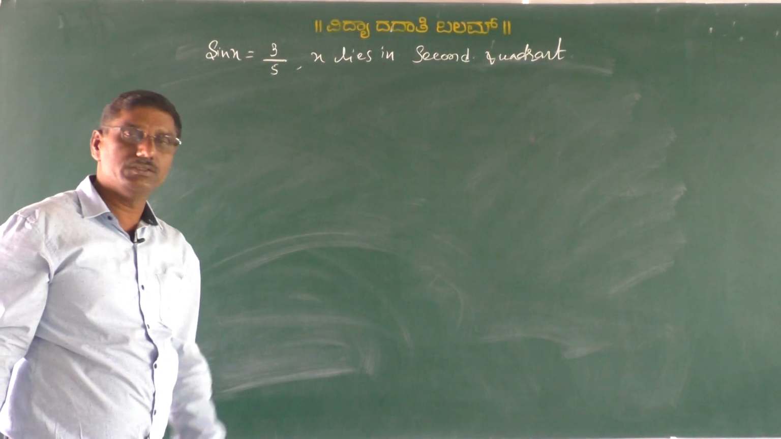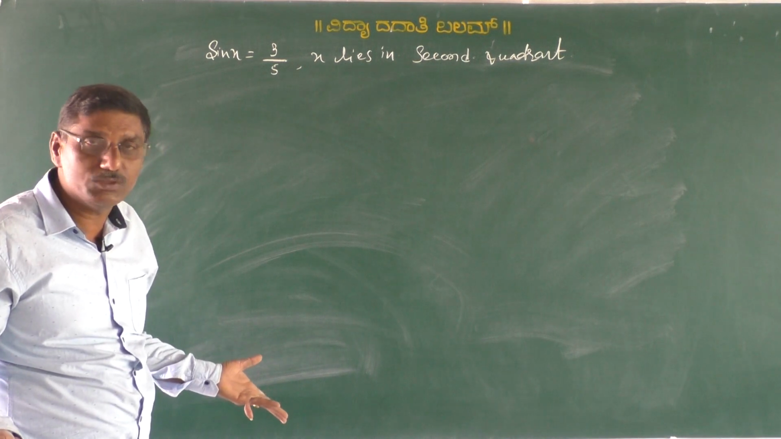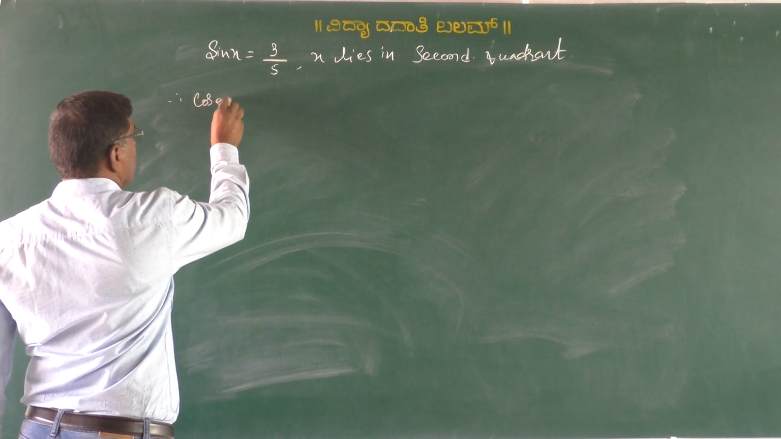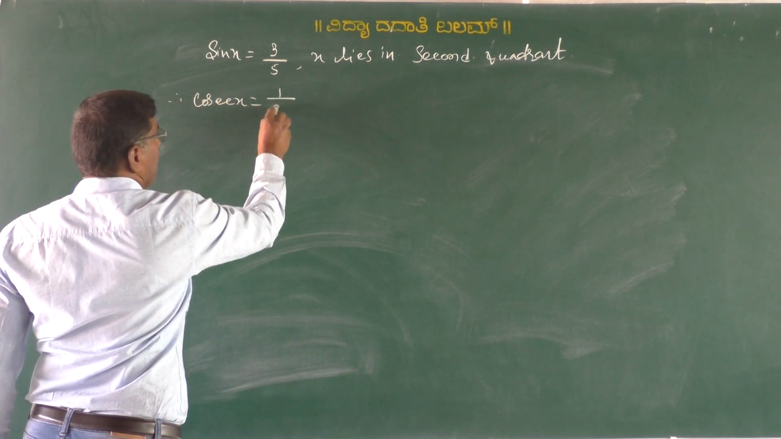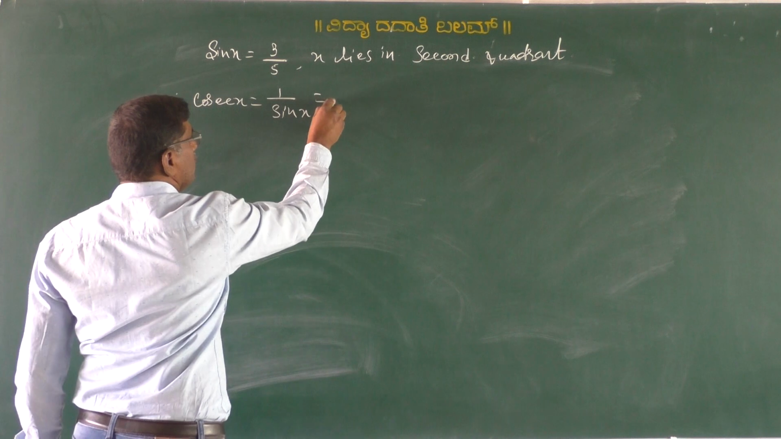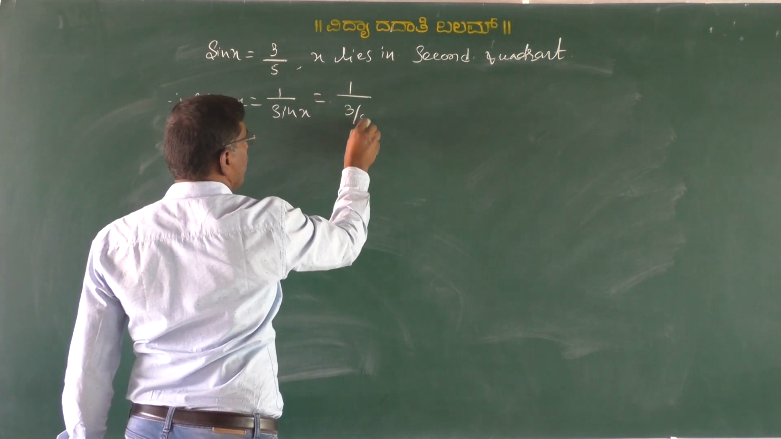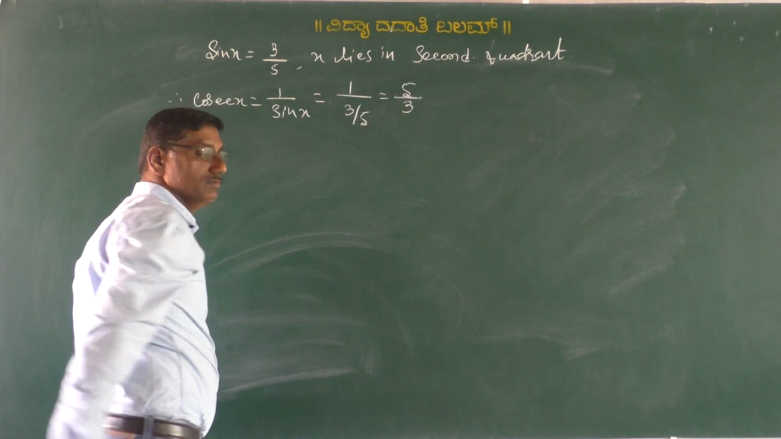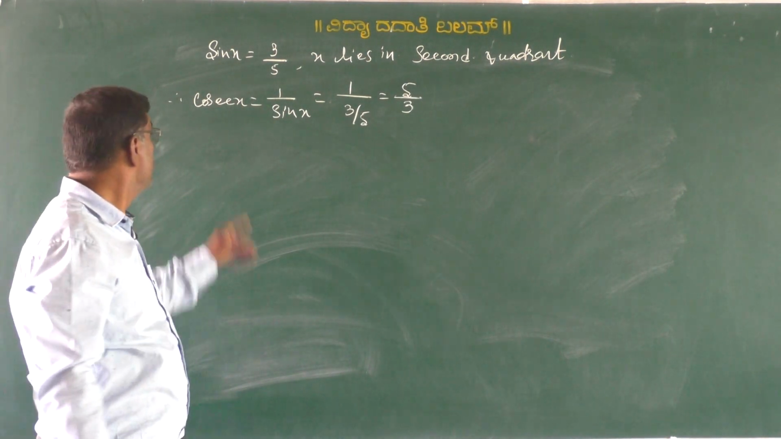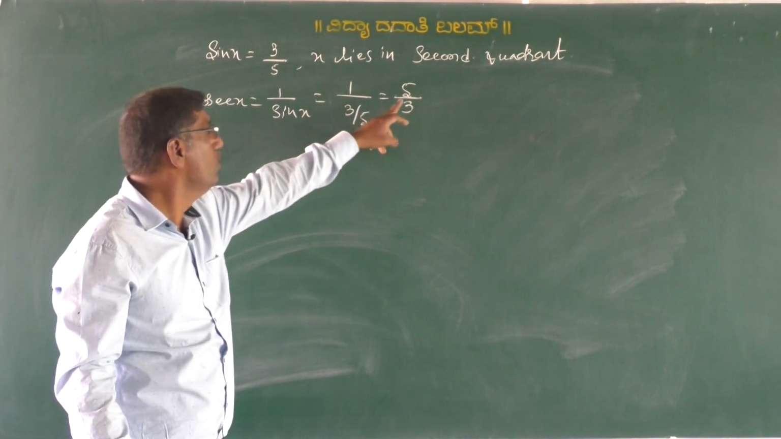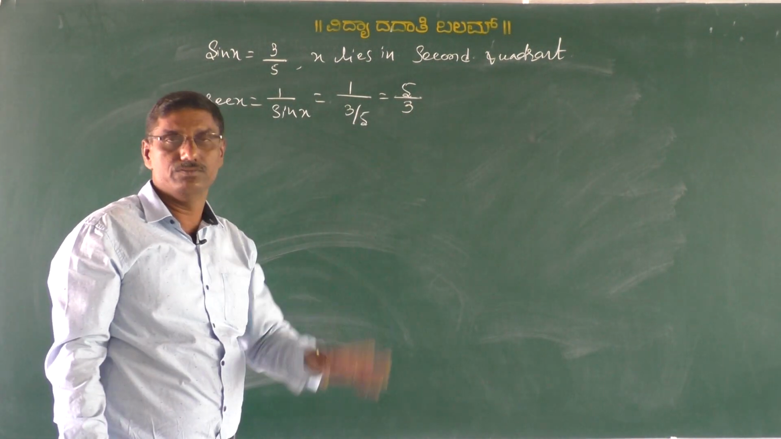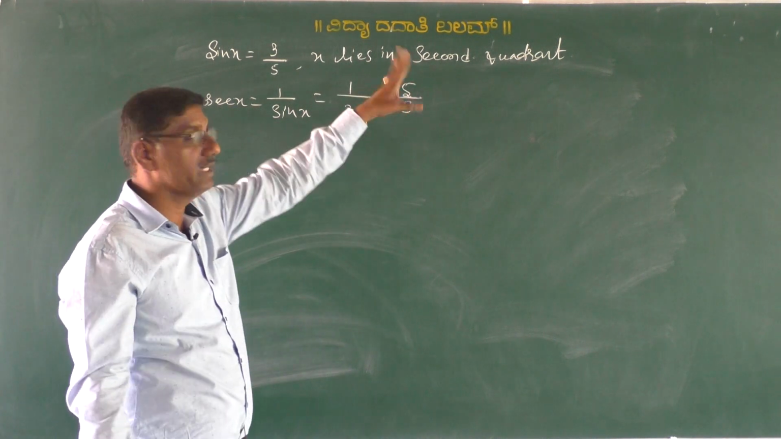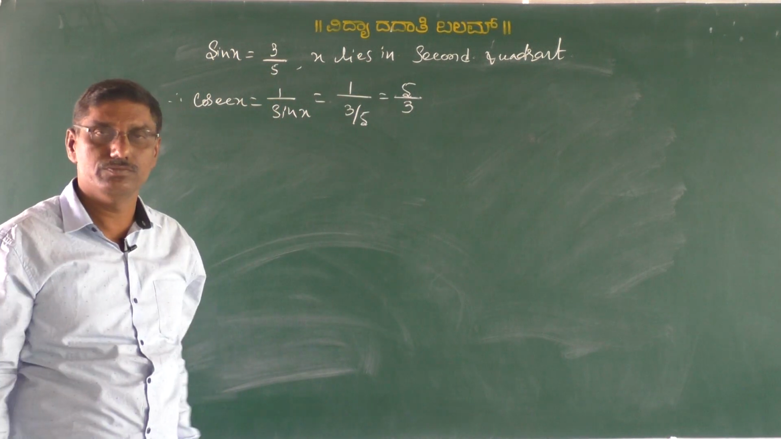If you know sin x, you can find cosecant x by the reciprocal formula. Therefore, cosecant x is equal to 1 by sin x. This is equal to 1 divided by 3 by 5. This is equal to 5 by 3, no doubt. Yes, cosecant x is equal to 5 by 3, since cosecant is also positive in second quadrant, no doubt.